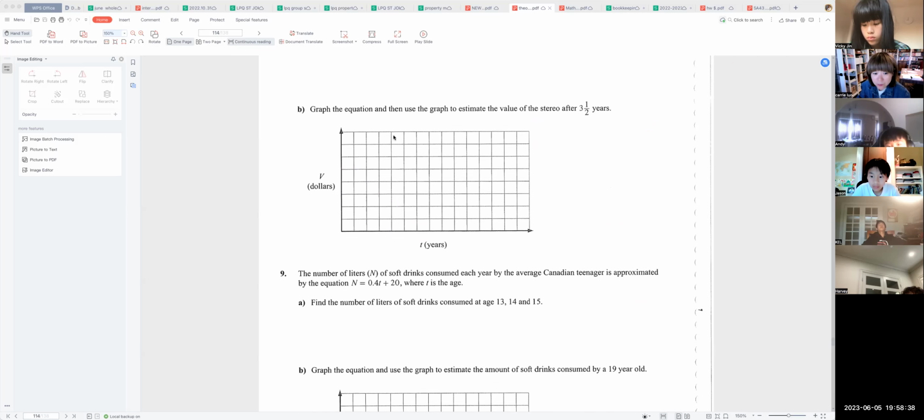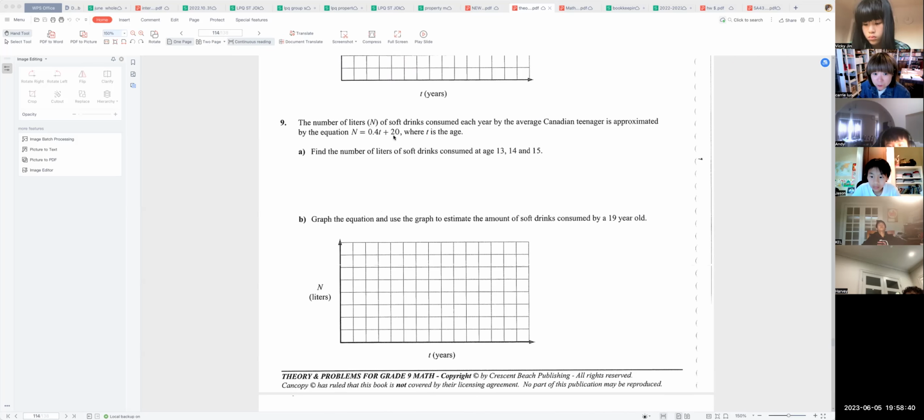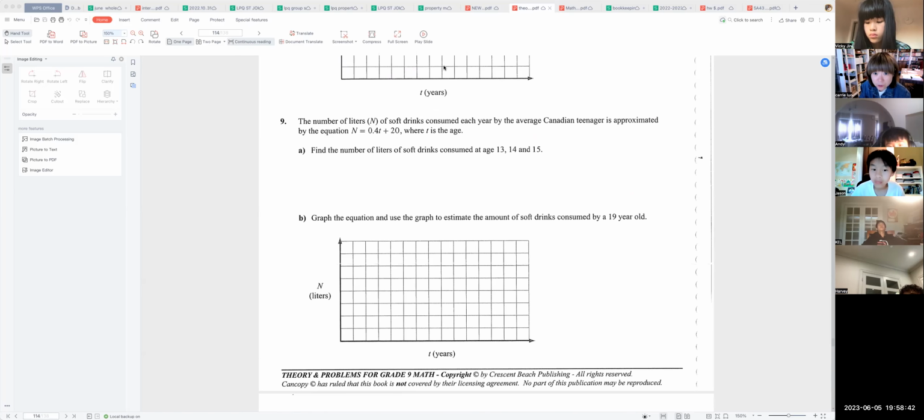So let's take a look at number 9. Number 9 is going to be based on you, okay? So I want you to think about the same thing. So n equals 0.4t plus 20, and t is the age. So find the number of liters of soft drinks consumed at age 13, 14, and 15. 你看年纪越大，是不是喝的越多啊？好，那我们来看一下，好吗？ So number A, everybody please calculate.